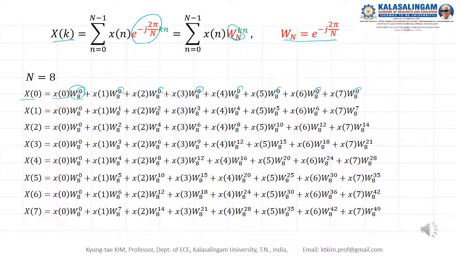And for k equals 1, the exponents are 0, 1, 2, 3, 4, 5, 6, 7. For X of 2, we need 0, 2, 4, 6, 8, 10, 12, 14. Finally, for X of 7, we need 0, 7, 14, 21, 28, 35, 42, 49. You can see that for calculating this 8-point DFT, we need 64 of these W functions.